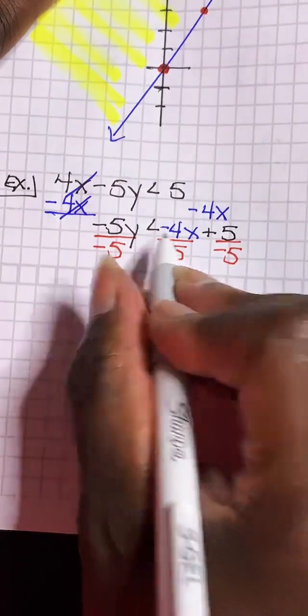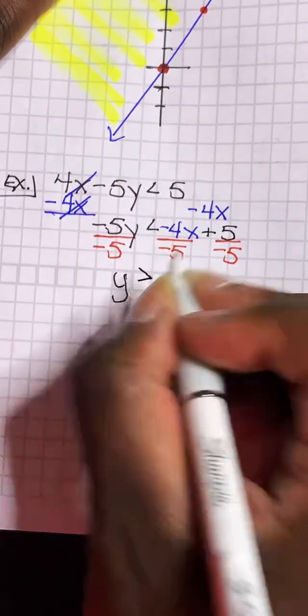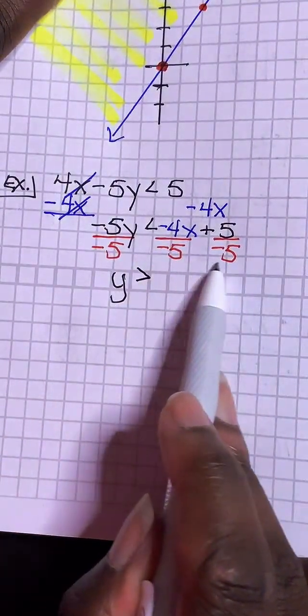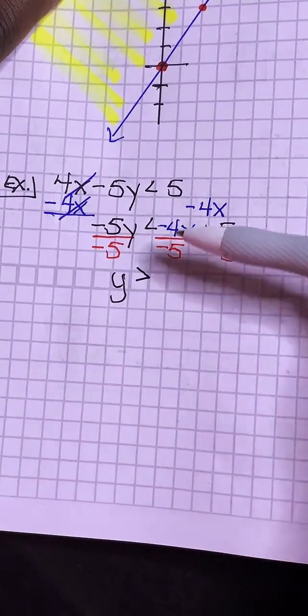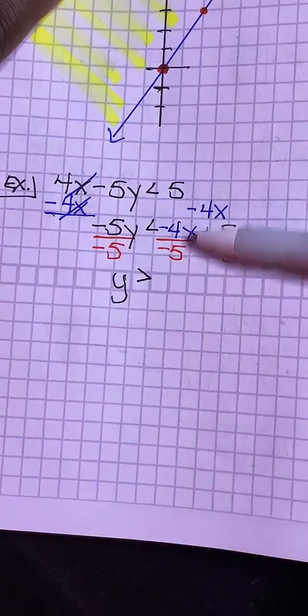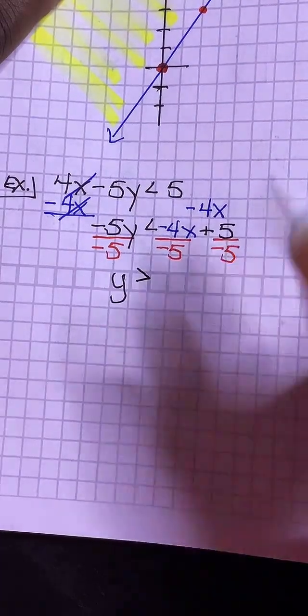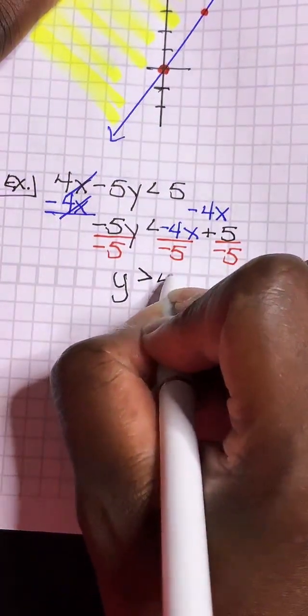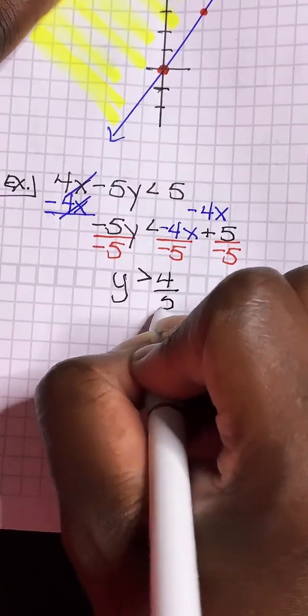So instead of less than, it's going to be greater than because you're dividing by a negative 5. Now here, we have a negative 4 divided by a negative 5. A negative divided by a negative gives us a positive.